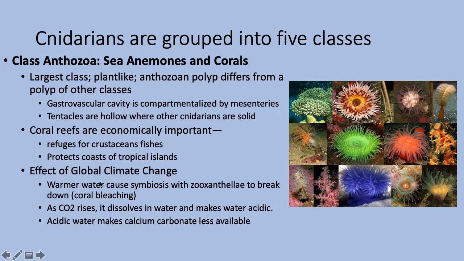I'll just finish this slide here. As CO2 levels rise, CO2 increases the acidity of the water, and acid breaks down calcium carbonate, which makes it less available to build the corals.